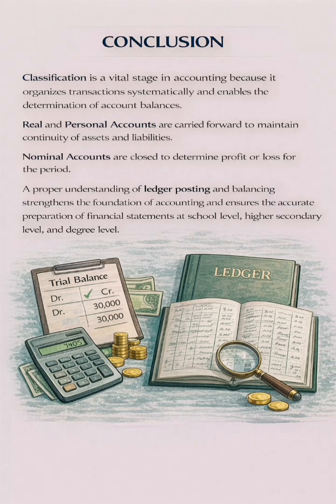Conclusion. Classification is a vital stage in accounting because it organizes transactions systematically and enables the determination of account balances. Real and personal accounts are carried forward to maintain continuity of assets and liabilities. Nominal accounts are closed to determine profit or loss for the period. A proper understanding of ledger posting and balancing strengthens the foundation of accounting and ensures the accurate preparation of financial statements at school level, higher secondary level, degree and post-graduation level.